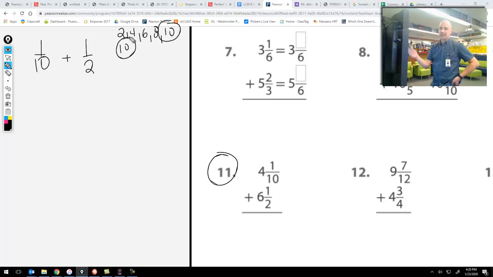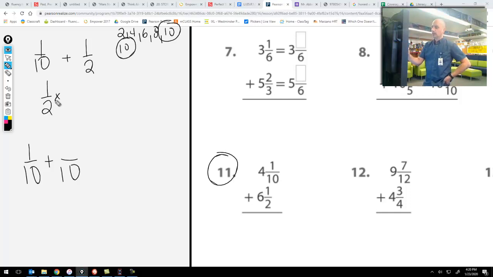So my 1/10, obviously I don't have to do anything with that. I can just put that down into my equation, 1/10 plus. Now I know that we're going to be dealing with tenths. That's what I need to turn my half into. So if I have 1/2, I need to multiply it by something to become tenths. What do I multiply it by? 2 times what is 10? Well, we can count by 2s. 2, 4, 6, 8, 10. 2 times 5 equals 10.